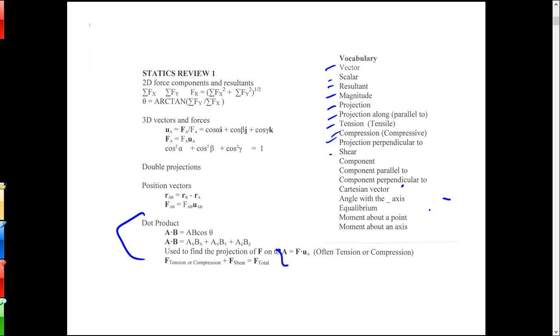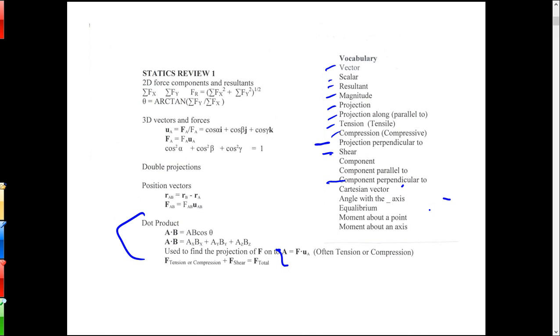So the compression is equal to the projection? I'm sorry? The compression. Compression is a projection, right? Okay. It could be compression, it could be tension. They're both what are called axial forces, which are found by doing projections. Okay, component parallel to and component perpendicular to are more of the same. So component perpendicular to is the same as the shear, which is the same as the projection perpendicular to. They all mean the same thing, okay?